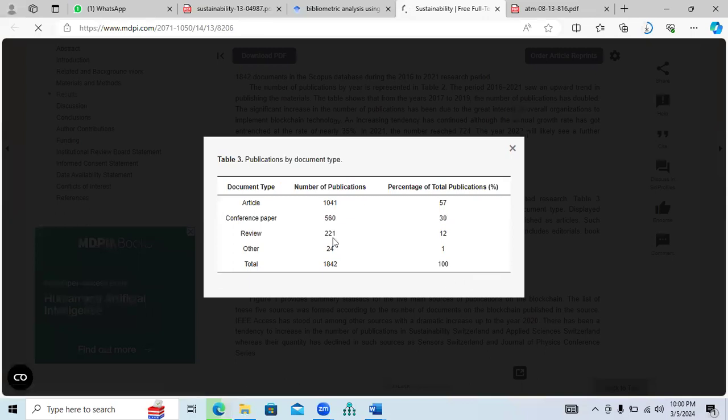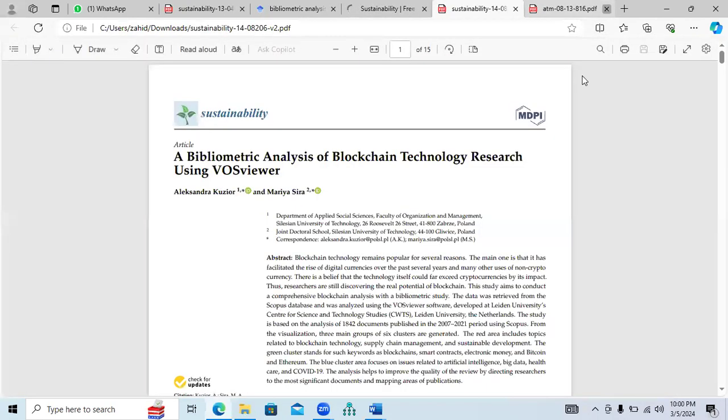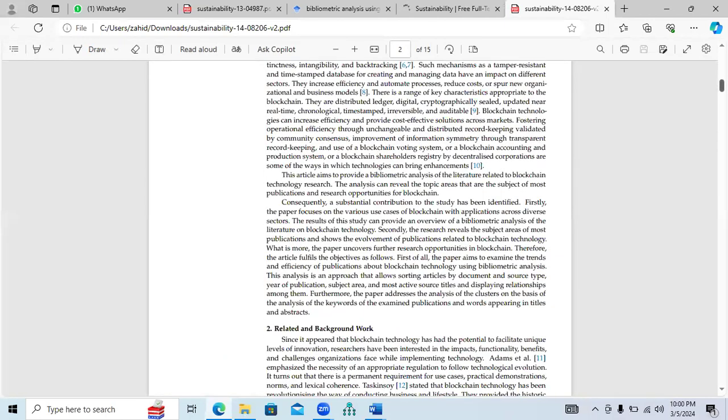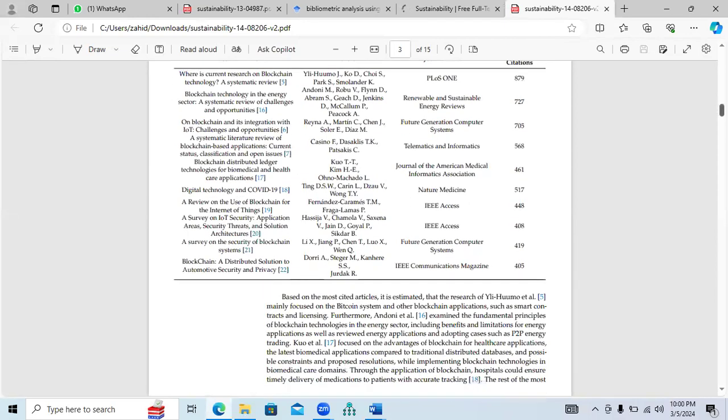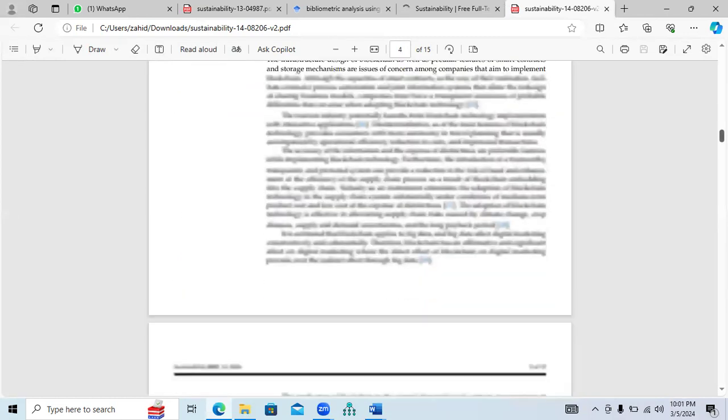Publication by document type, you can see here the document type. Most of the publications are articles, and then conference papers, then review papers, and so on. The document is downloaded here, and I would like to show you from here a bibliometric analysis of blockchain technology. You can see here that PLOS ONE is the most cited journal. The most cited paper is "Where is the current research on blockchain technology?" This is the most cited article in this domain.